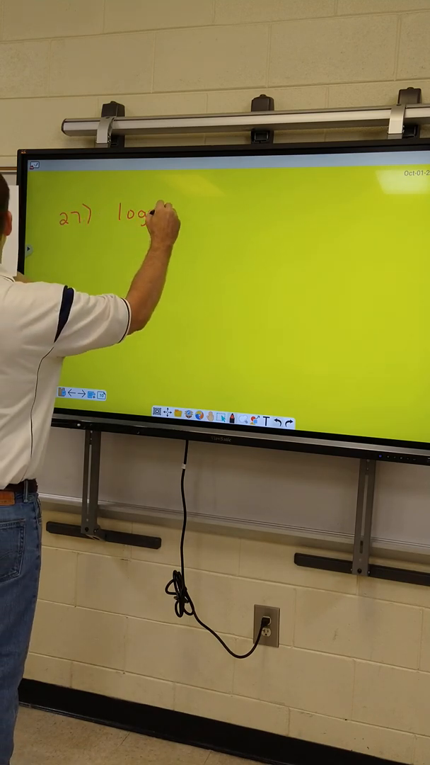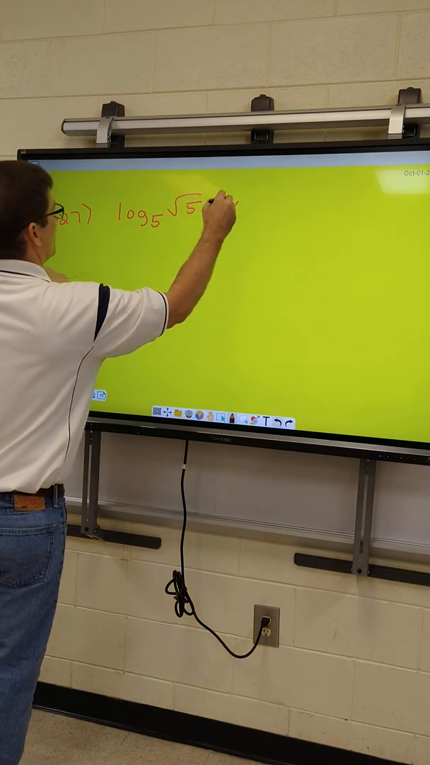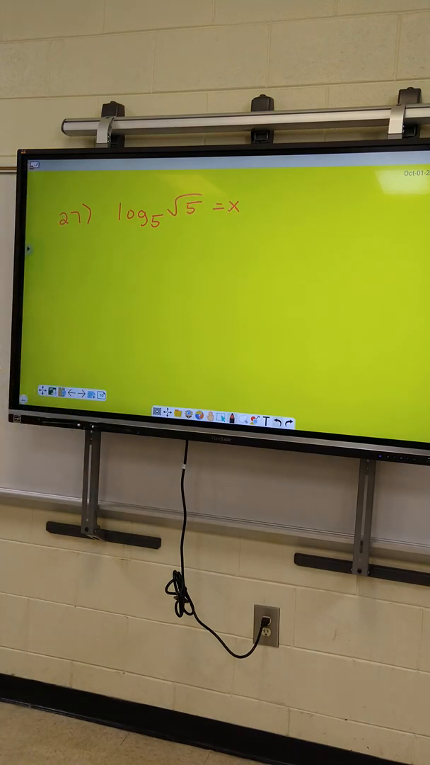Log base 5 of root 5 equals x. All right, we've done enough. Now you guys see if y'all can do that. Set it up, work it out. Appreciate it. Mark that.